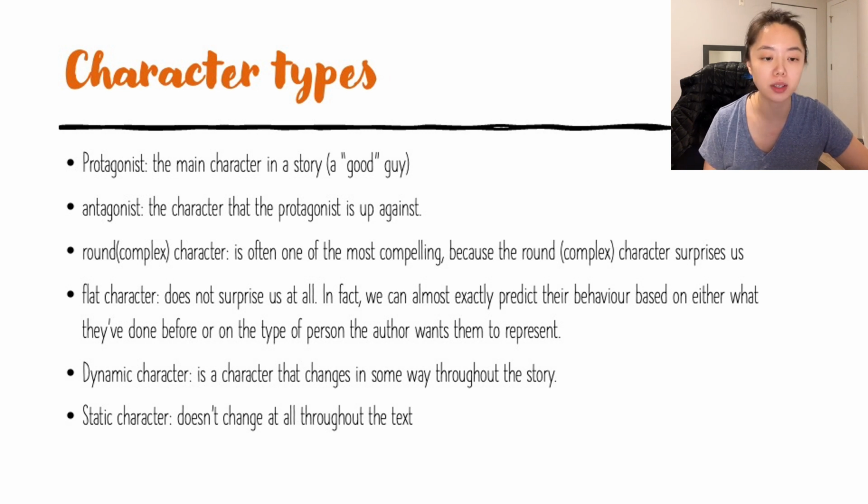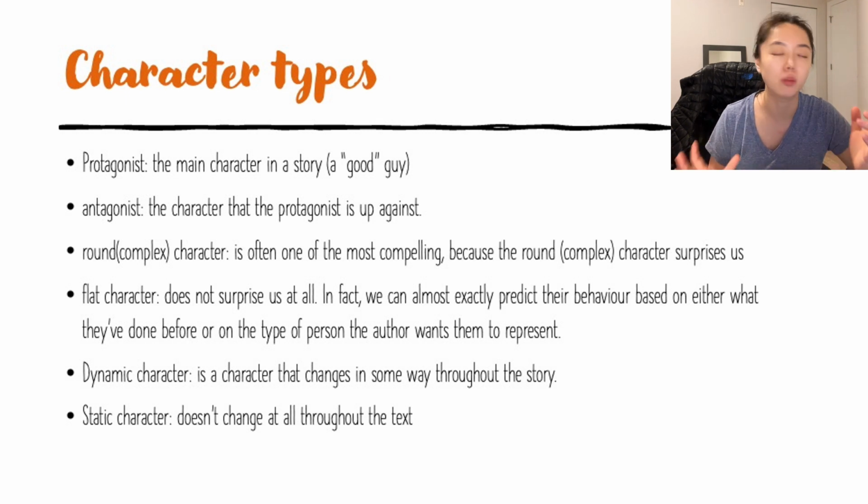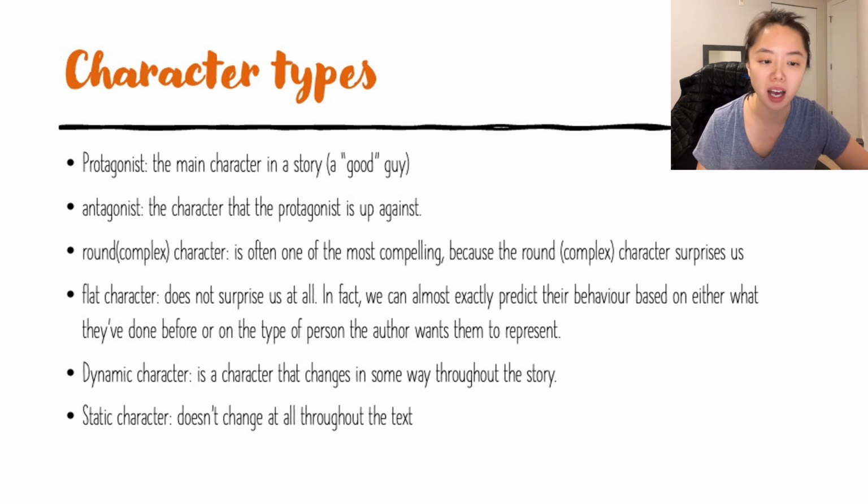A round, or we say complex, character is often one of the most compelling because complex characters surprise us. They have a strange mix of seemingly contradictory or opposite qualities, all existing at once. A complex character might be very kind and well-mannered to her parents, and then surprise us by being blunt and sharp with her friends. These types of characters cannot be defined by one consistent group of traits, and that makes them unpredictable in an exciting way.